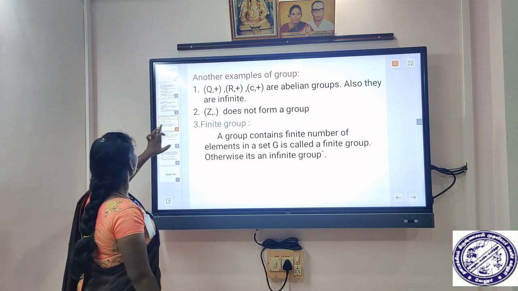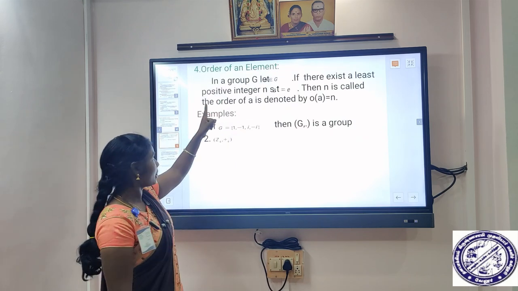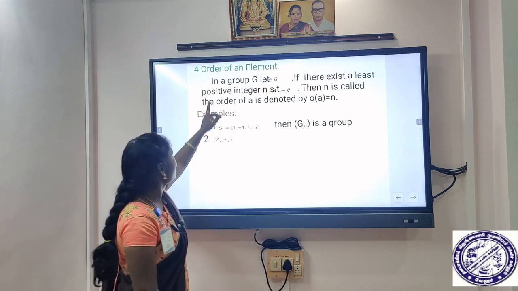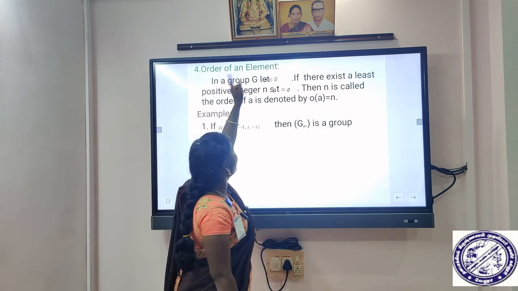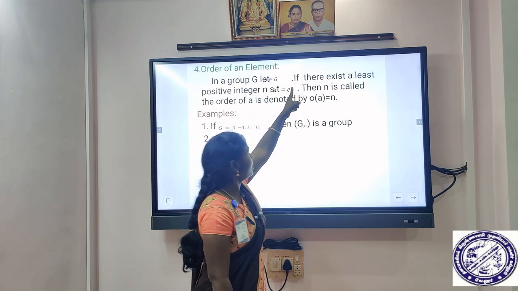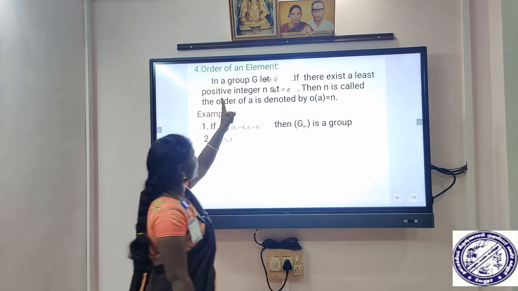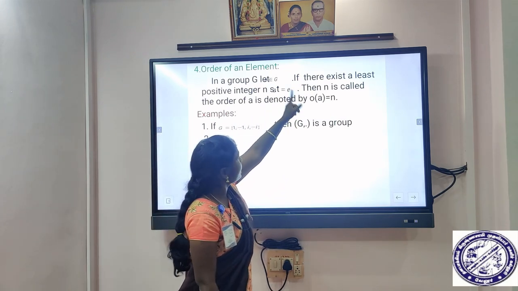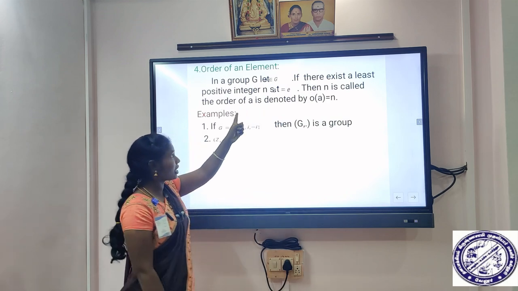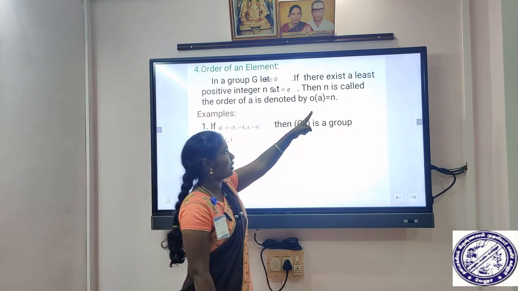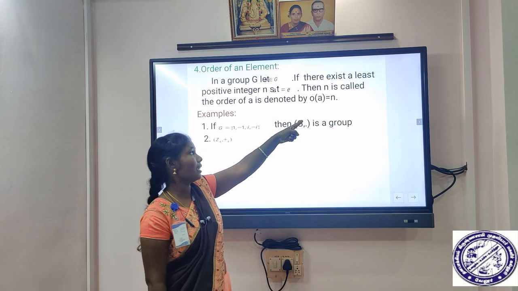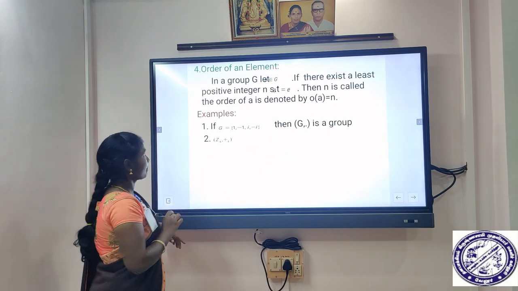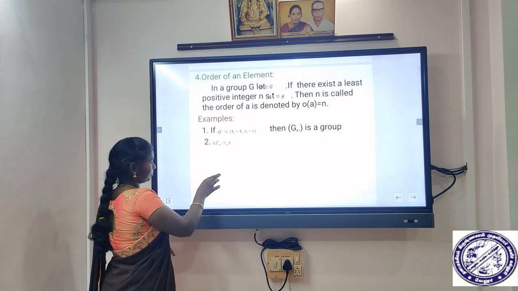Next one is the order of an element. The definition of order of an element in a group G: let A belongs to G. If there exists a least positive integer n such that A to the n equals the identity, then n is called the order of A, denoted by order of A equal to n. So what is meant by the order of an element?